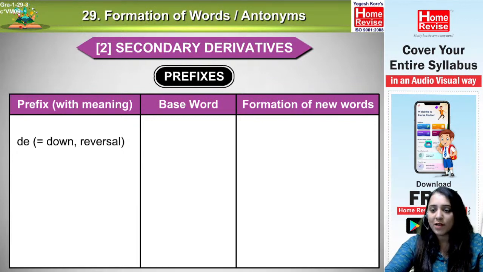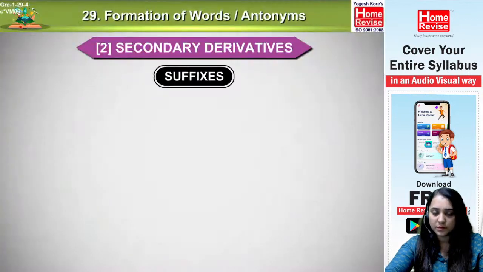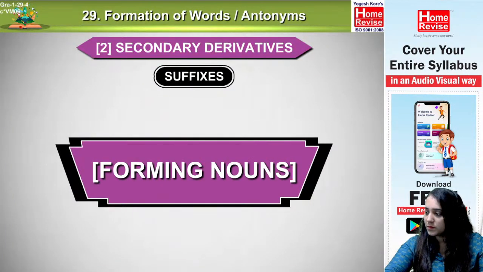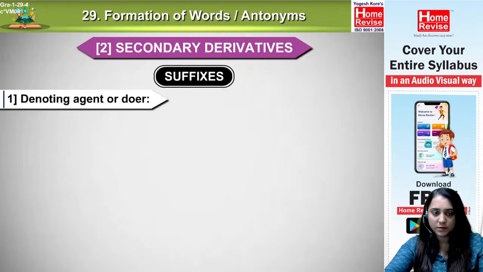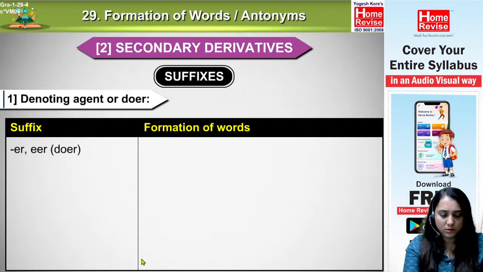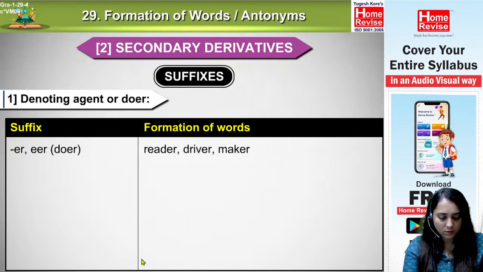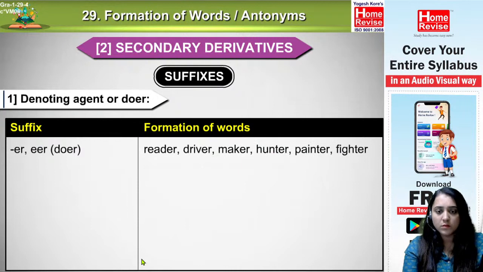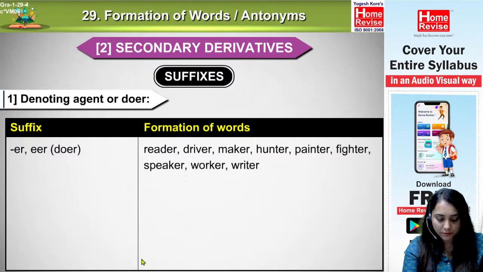Now let's move on to the suffixes. Suffixes forming nouns. 1. Denoting agent or doer. Suffix and formation of words. ER, EER, the doer. Reader, driver, maker, hunter, painter, fighter, speaker. ER is added to it. Worker, writer, ruler.